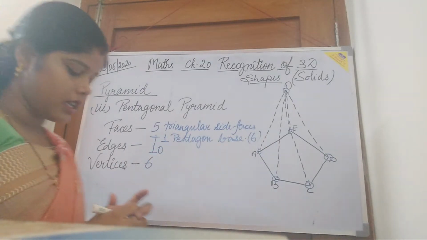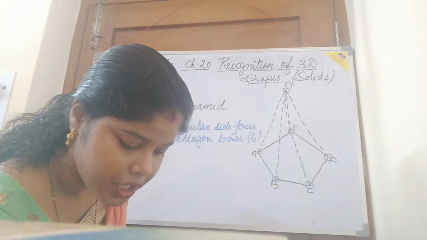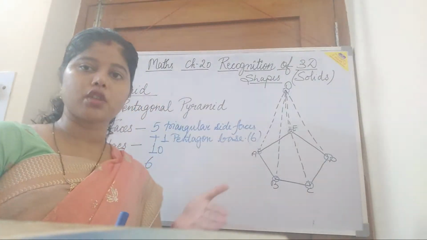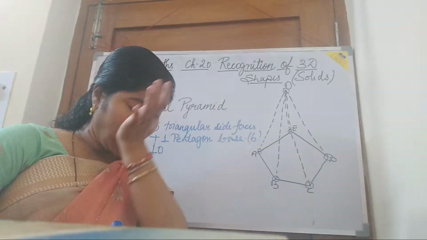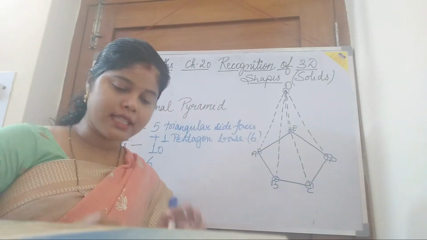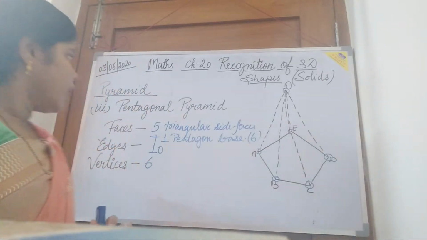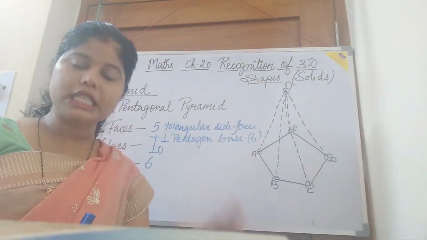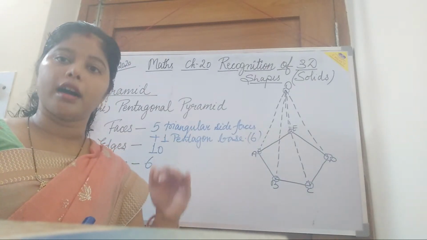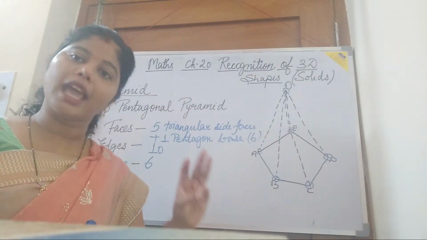So yesterday we had learned about the solid shape. So what is a solid? An object which is having fixed shape and size. And 3D dimension means a solid is having a measurement of length, breadth and height.